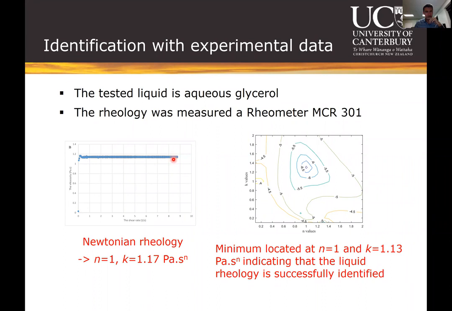What you see here on the right hand side, again, is the contours of the objective function, and we see that we obtained a minimum of the objective function for N equal 1 and K equal 1.13, which is very close to what's expected from the measurement. So that was a positive sign, showing that the identification of those parameters is possible.